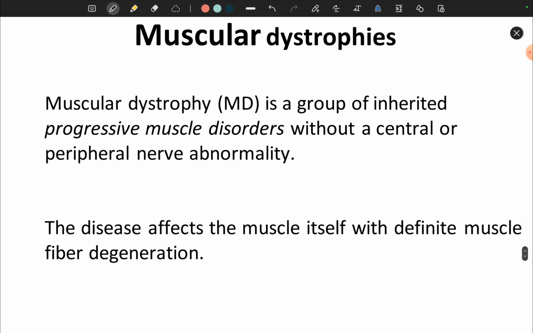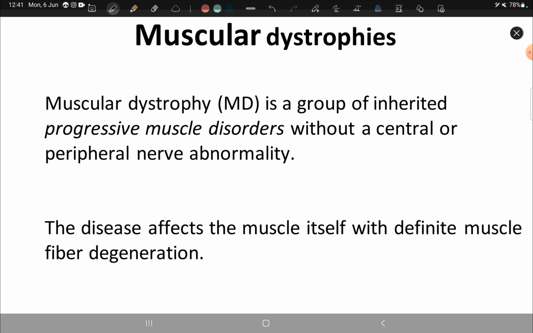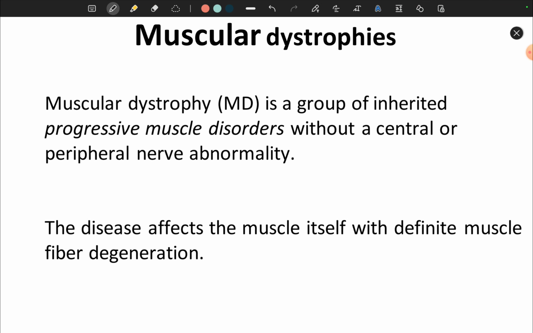Now we talk about muscle dystrophy. Clear up here? Muscle dystrophy, it is a group of inherited diseases. Again, they are progressive, slowly growing diseases, and gradually happen.